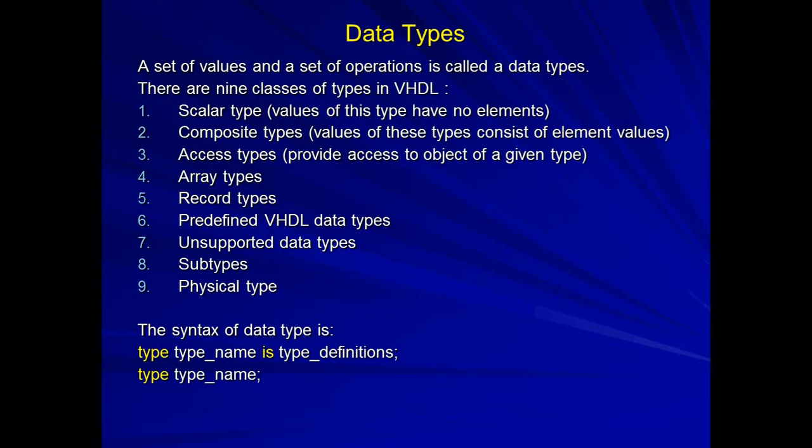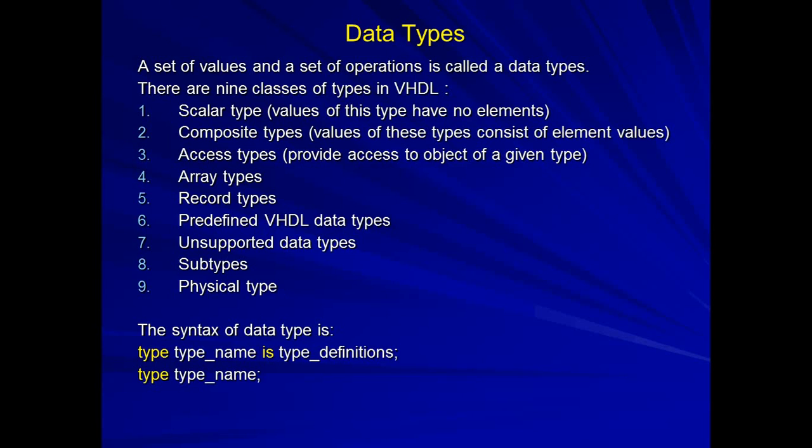Scalar type: values of this type have no elements. Composite: values of this type consist of element values. Access types provide access to objects of the given types. Now let's see how to declare these data types.